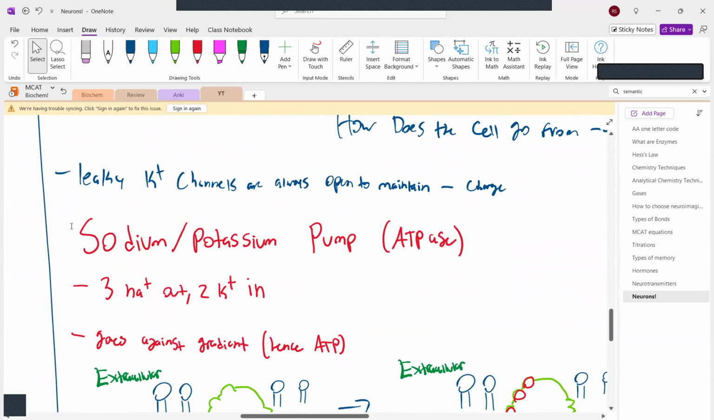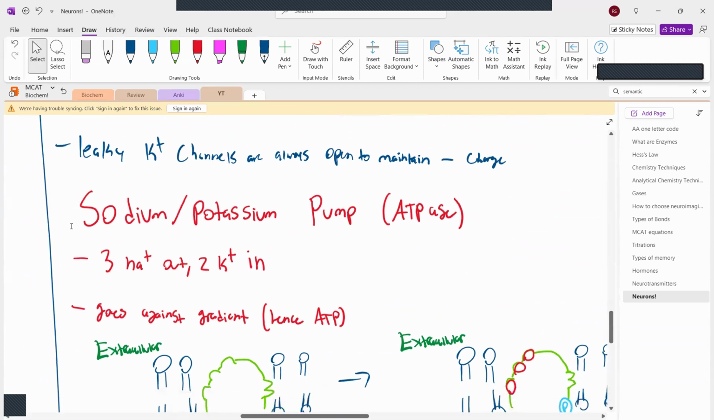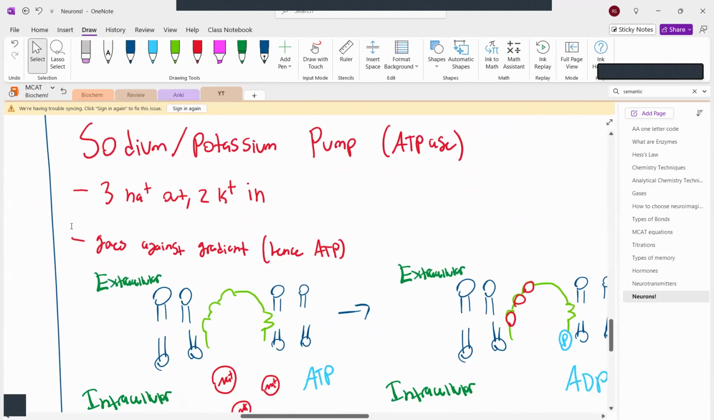So one of the things that's always open is leaky potassium channels, and that helps maintain the negative charge, which is not super relevant in this case. That's just maintaining after it already reaches that -70. But the main one is the sodium potassium pump, which is an ATPase, which is your favorite friend.